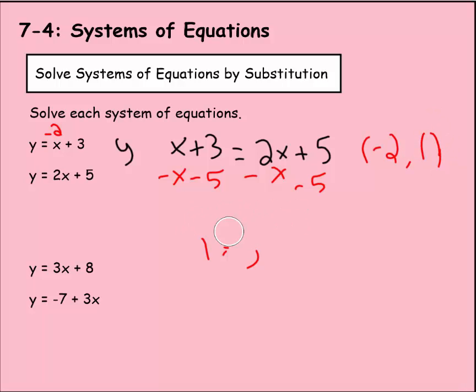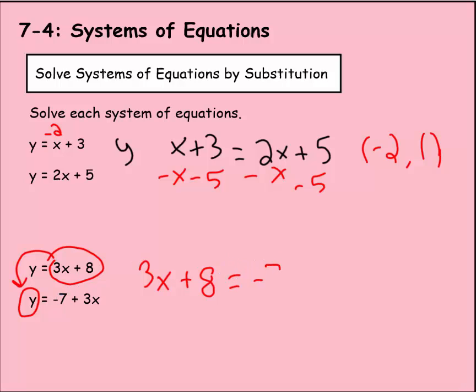Let's solve that next one then. We have y equals 3x plus 8, and then y equals negative 7 plus 3x. So I see that this is the same thing as y, and here's a y right here, so I'm going to substitute this for the y. So we have 3x plus 8, and that's going to equal negative 7 plus 3x.